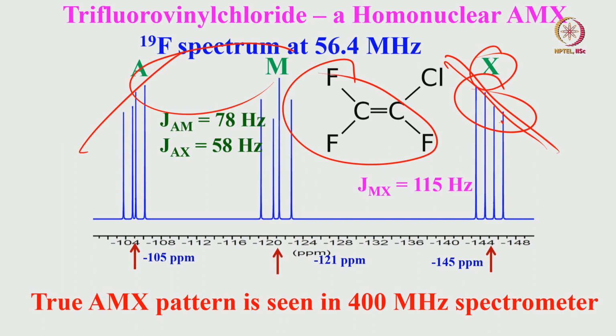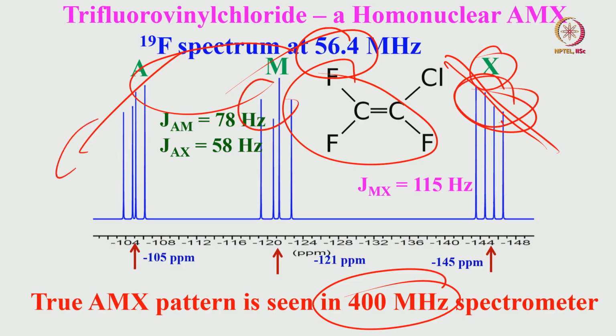What do you want to do? If you want to make it a perfect AMX, remember fluorine was recorded at 56.4 megahertz. That means it is a very low frequency spectrometer, an 80 megahertz NMR spectrometer or so. On the other hand, record this fluorine NMR at 400 megahertz, then fluorine comes at 370 or 388, whatever that frequency, in which case all the 4 lines of A, M and X will become equal intensity. That is a true AMX.